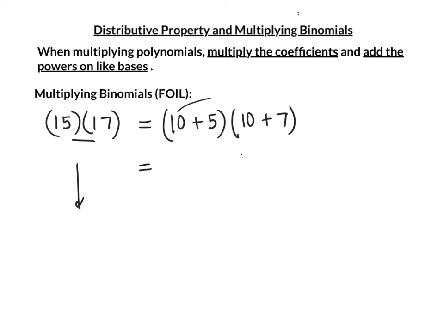F stands for first. That's 10 times 10, which is 100. And then I can take the 10 to the 7. 10 times positive 7 is positive 70. Notice how I took the 10 to both. I took the first, 10 times 10, and the O stands for outer. 10 times 7 is outer. I stands for inner. That's the 5 times the 10. 5 times 10 is 50. And L stands for last. That's the 5 times the 7, which is 35.